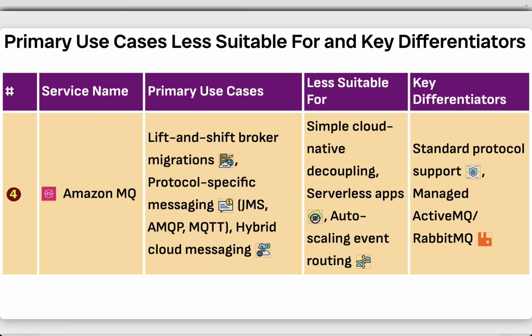Amazon MQ is primarily for lift and shift migrations of existing brokers, and protocol-specific messaging like JMS, AMQP, MQTT. Hybrid cloud messaging. It is less suitable for simple cloud-native decoupling if protocols are not needed. Key differentiators: standard protocol support, managed ActiveMQ and RabbitMQ engine.